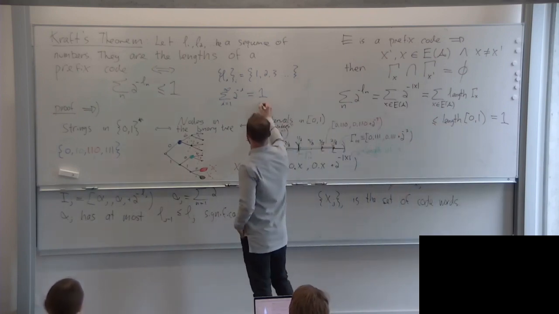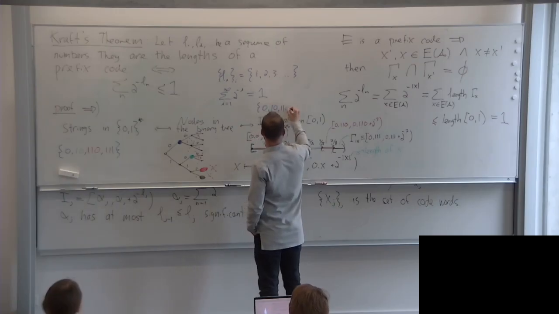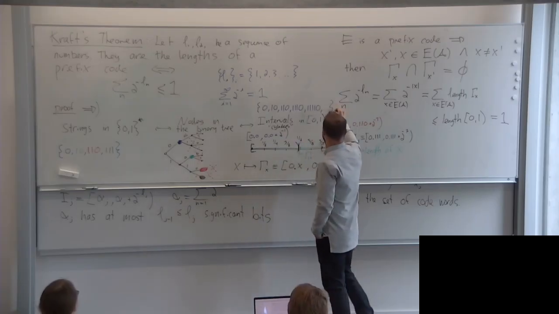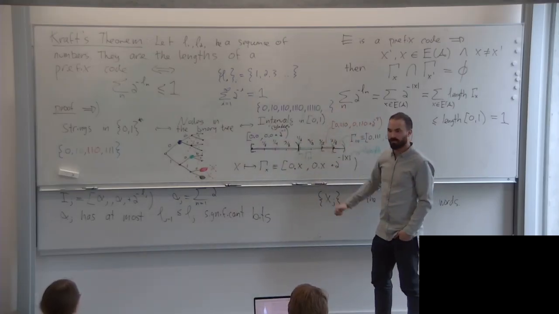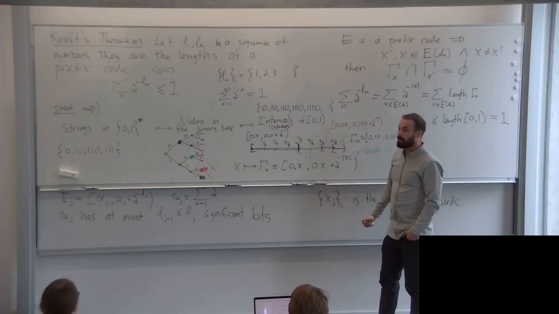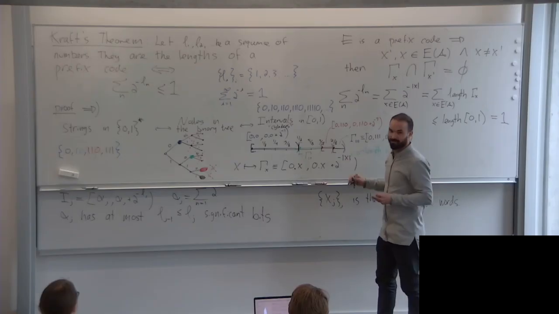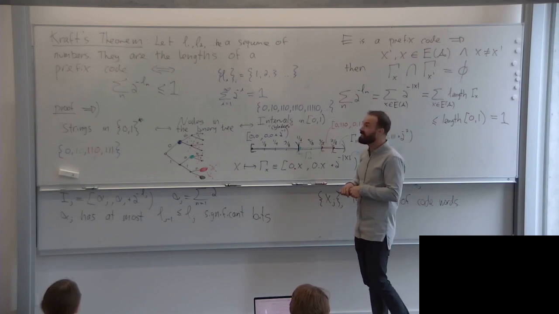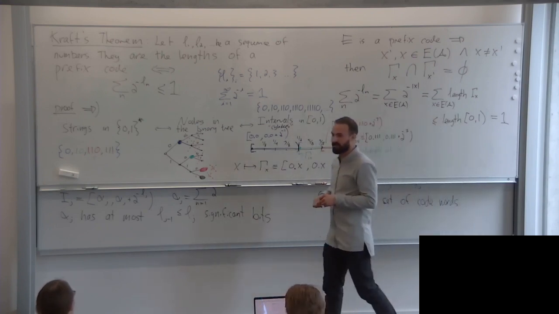Yeah, we've seen such a code. For example, 0, 10, 110. This is the unary code. You encode all your natural numbers in unary. Now, you can play at home if you want. Come up with a converging series. Make sure you normalize it to smaller than 1. And find the prefix code that corresponds to that series. That is what Kraft's theorem tells us.